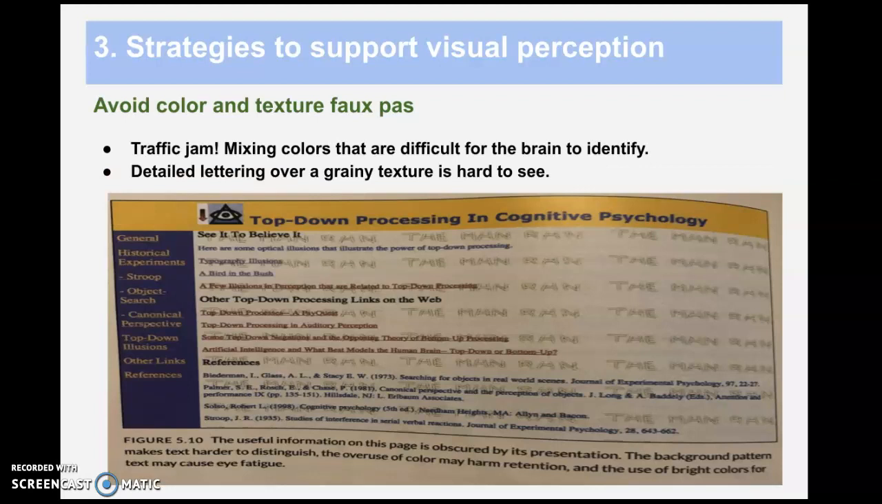Strategy number 3, strategies to support visual perception. Avoid color and texture "fox paws." Traffic jam: mixing colors that are difficult for the brain to identify causes a traffic jam. Detailed lettering over a grainy texture is hard to see. So as you can clearly see, the image that you are looking at is bothering your eyes.